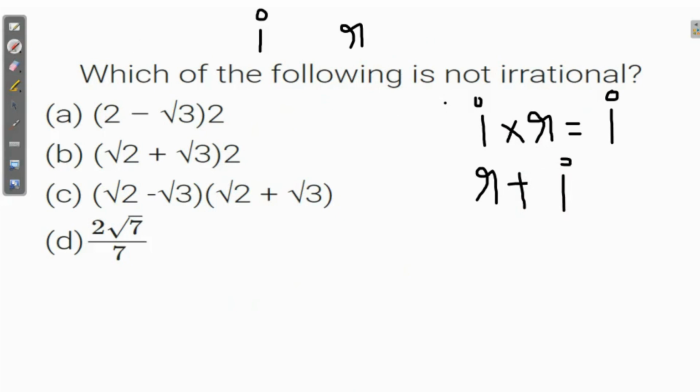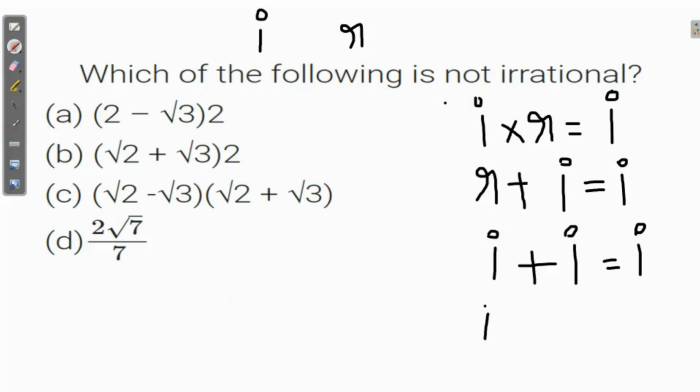Rational plus irrational is also always irrational. Next, irrational number plus irrational number is also always irrational, even if they are the same or even if they are different.